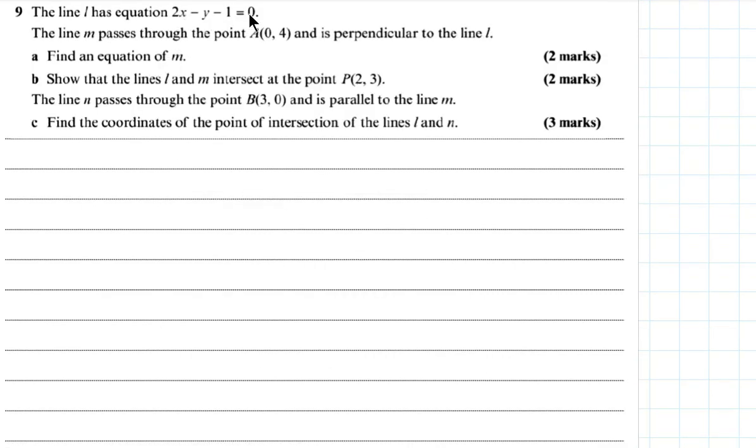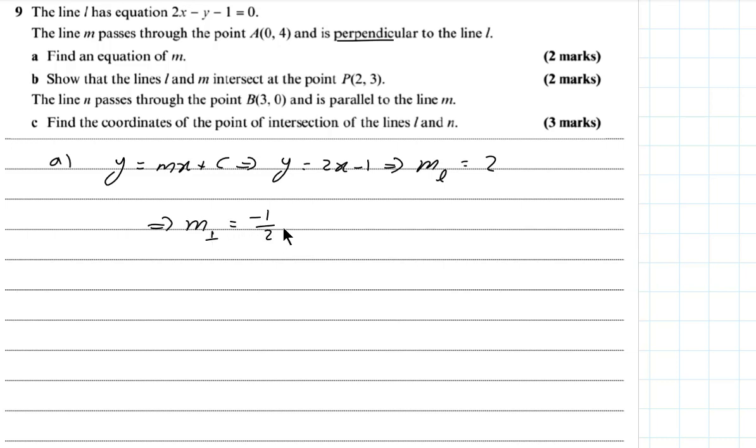Question 9. The line L has equation 2x - y - 1 = 0. The line M passes through the point A (0, 4), and it's perpendicular to the line L. Find an equation of M. Very good. First of all, we must put the equation of L in the form y = mx + c, to be y = 2x - 1, so that the gradient of L is 2, right? And directly the gradient of the perpendicular line will be -1/2.